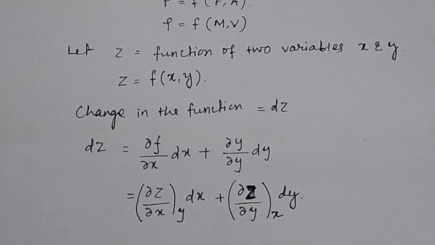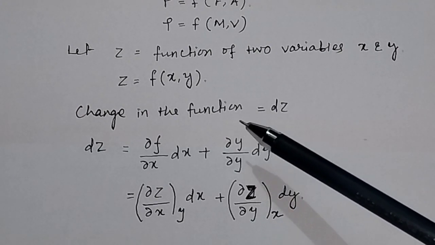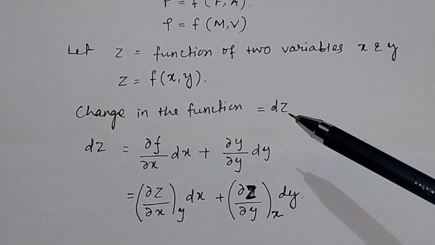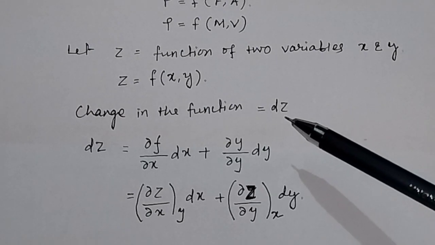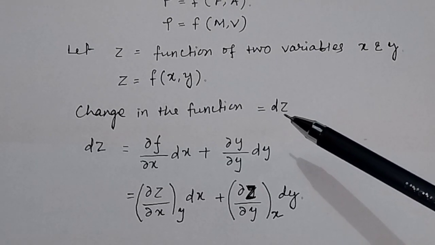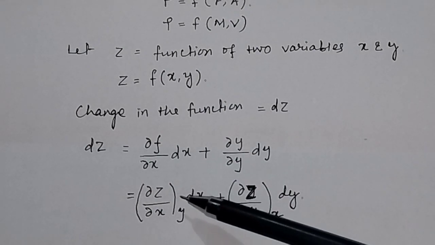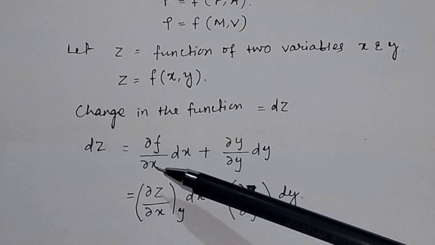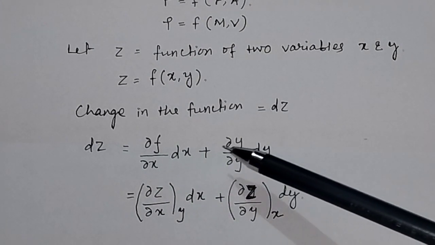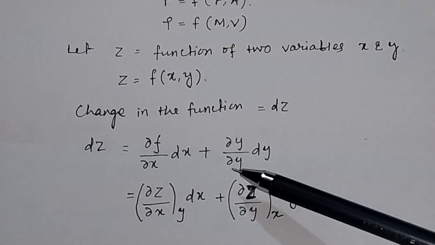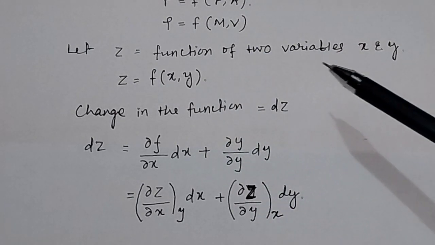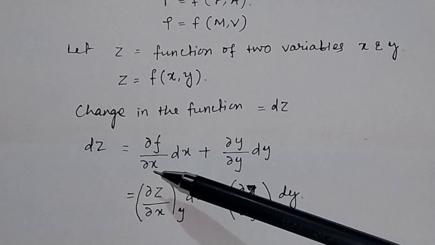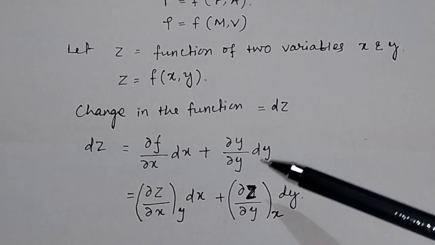When the state of the function changes, the change in the function can be written as dz. Suppose you have a state function pressure, and when the pressure changes, you write it as dp. How do you represent dp? It is the change of the function with respect to x plus the change of the function with respect to y. Because the function has two variables x and y, you have to take the change of the function with respect to x, then the change of the function with respect to y.